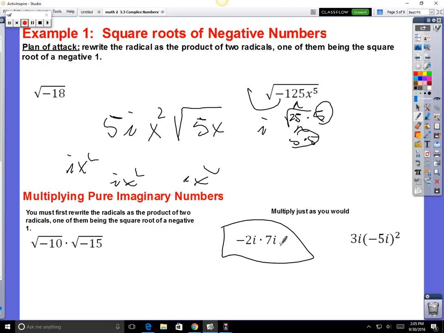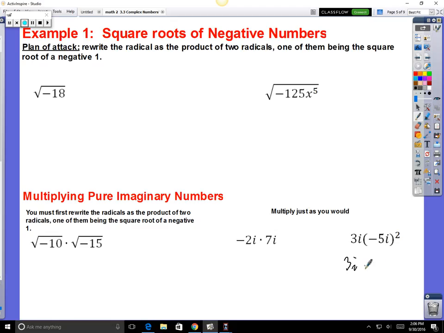Try this one right here. What's negative 2 imaginaries times 7 imaginaries? Should have 14. A negative 2 times 7 is a negative 14, and i times i is i squared, which is a negative 1. So negative 14 times a negative 1 is a positive 14. 3i times negative 5i squared is 3i times a negative 5i times a negative 5i. Now this is 25i squared, which is negative 25, times 3i, which is negative 75i.